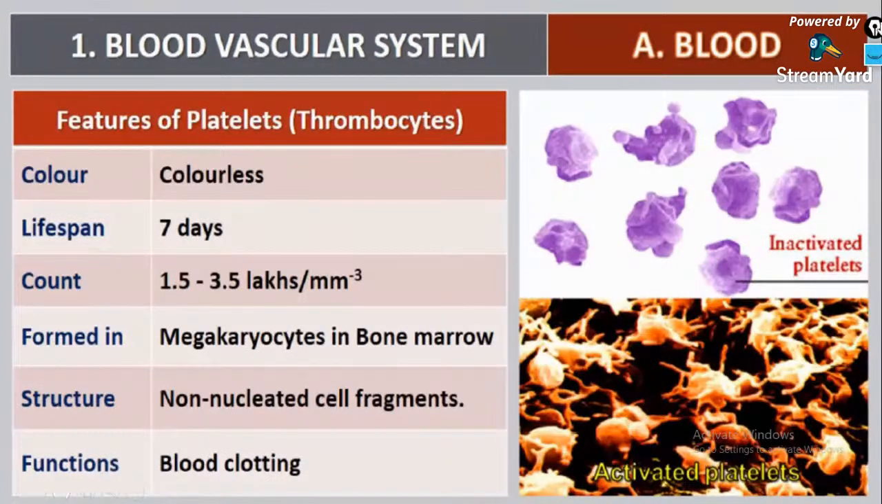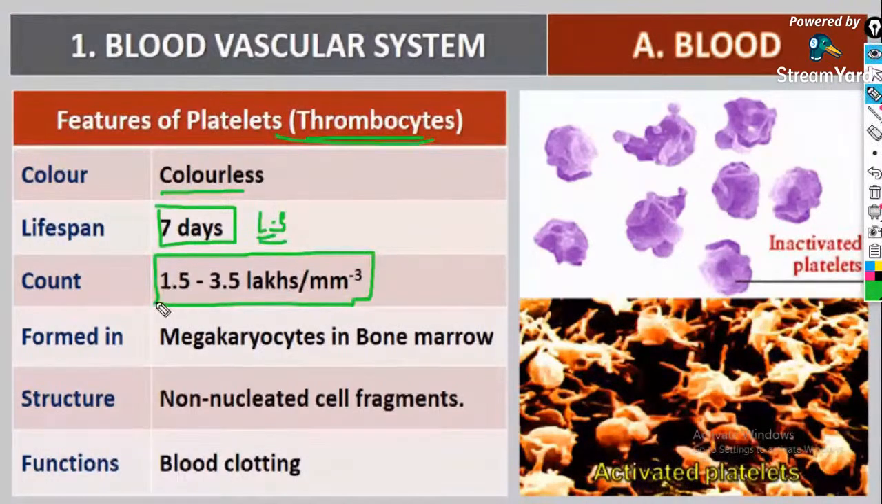Last but not the least, the last blood component, that is the platelets or thrombocytes. It does not have any color. Its lifespan is just 7 days, but its count is 1.5 to 3.5 lakh. The count of platelets is 1.5 lakh to 3 lakh. They are formed from specialized cells of the bone marrow called megakaryocytes.